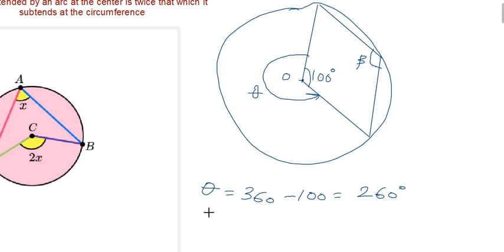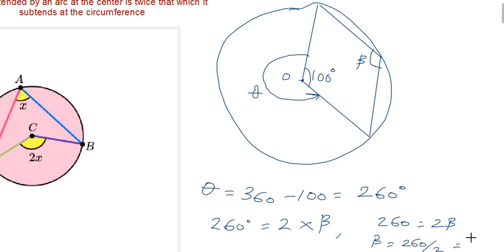So if it is 260, then I can now calculate beta. Remember, the angle at the center is 260 degrees. According to this theorem, the angle at the center is 2 times the angle at the circumference, so 260 equals 2 beta. Therefore beta is 260 divided by 2, which is 130 degrees. So I believe you understand the concept now.